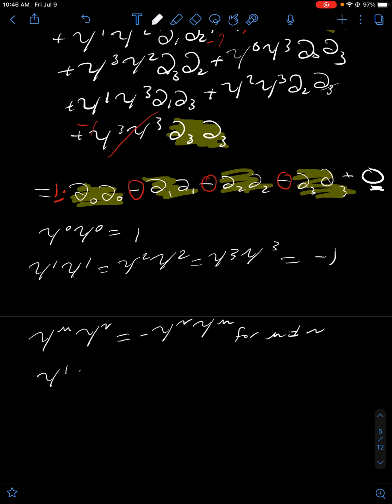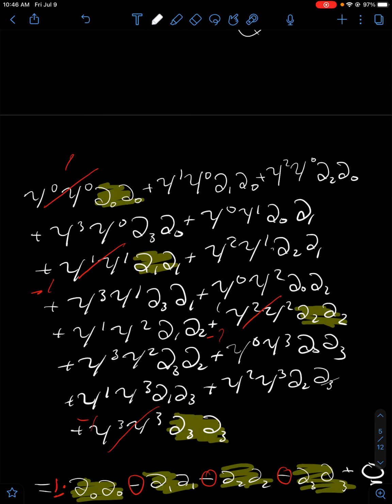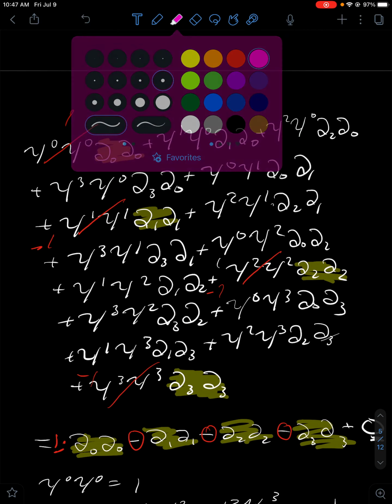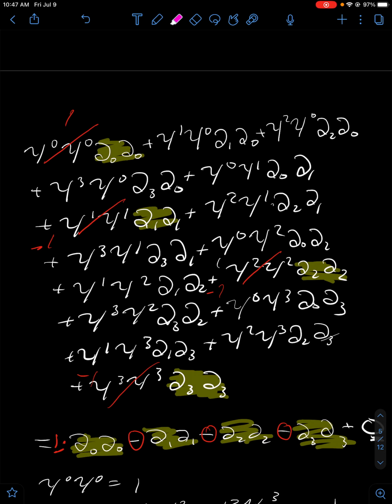Since gamma 1, gamma 3 would equal minus gamma 3, gamma 1, right? And here we'd have gamma 1, gamma 3, which is right over here. So it will cancel out with gamma 3, gamma 1. Both terms would go away, and they'd add up to 0.